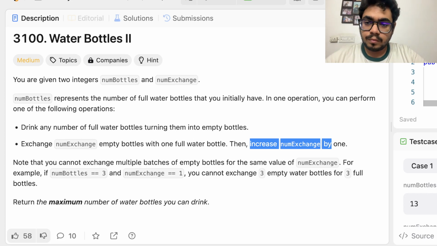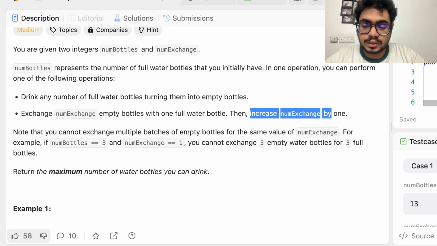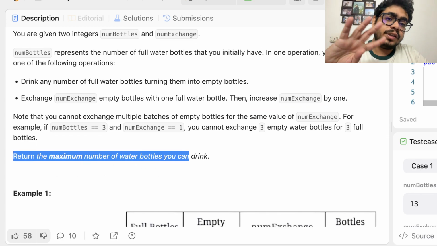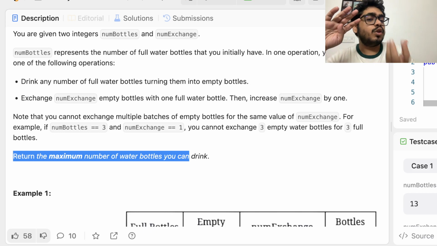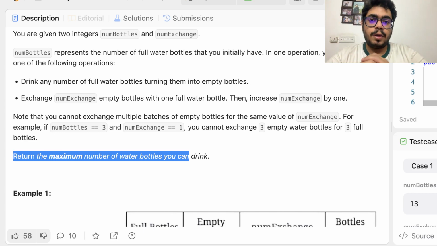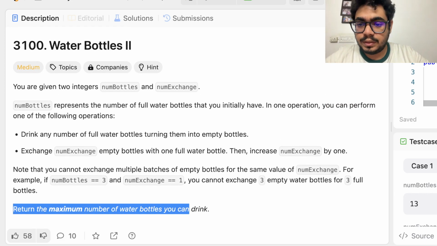Okay, cool. So that is what the question says, and you need to find the number of bottles that you can drink. So here we could just drink 4 bottles because now we have 2 empty bottles only, but the number of exchange value has become 3. That is what the question says.